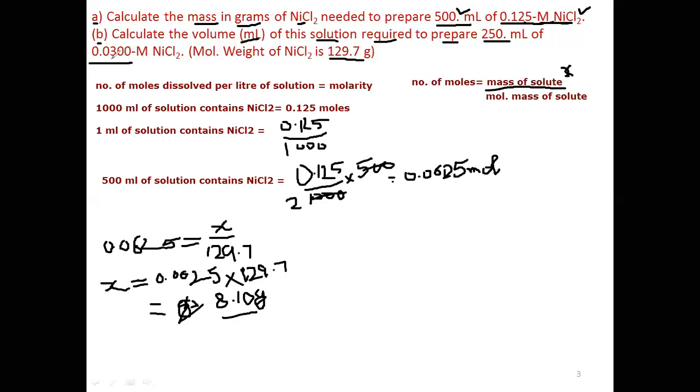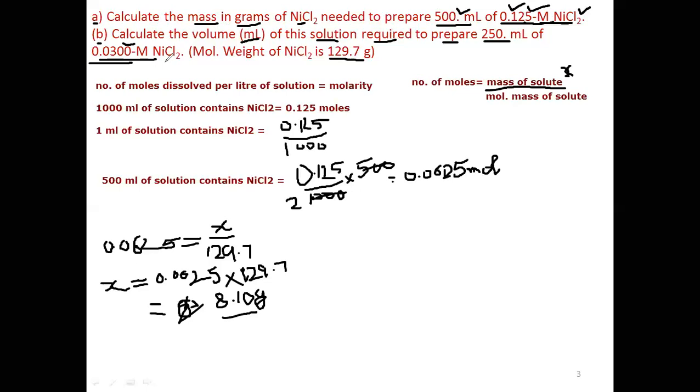Now the next thing is, he says calculate the volume of this solution. This solution means the 0.125 molar solution required to prepare 250 ml of 0.030 molar nickel chloride solution. Now this is a different problem. In this problem, we have to prepare a dilute solution from a concentrated solution. Now 0.125 molar solution is more concentrated than 0.03 molar solution.